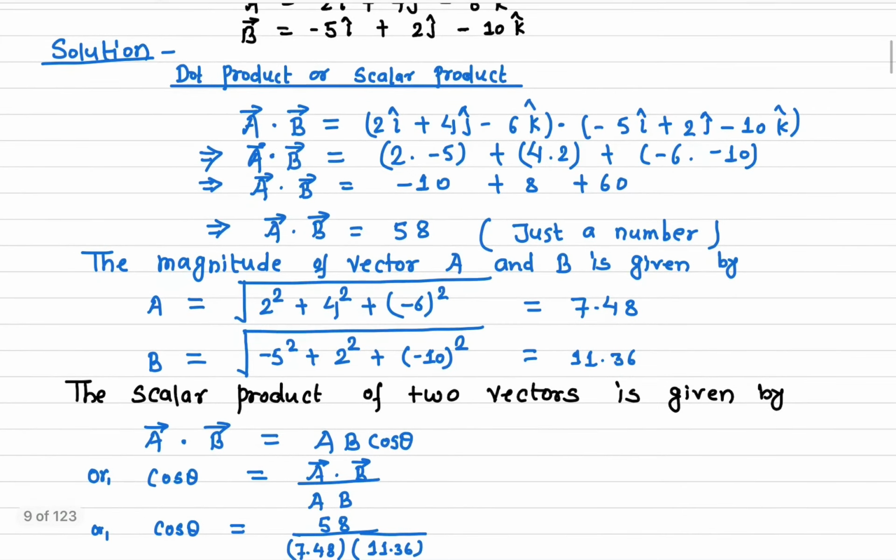Okay, so if you have to find the angle between the two vectors, first you take the dot product and divide by the magnitude of each vector.